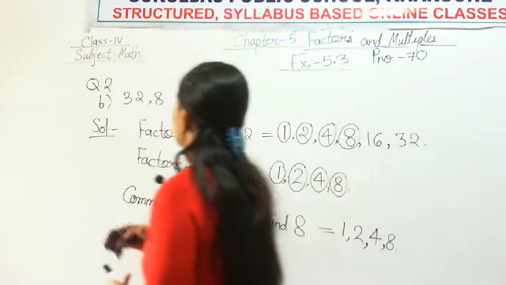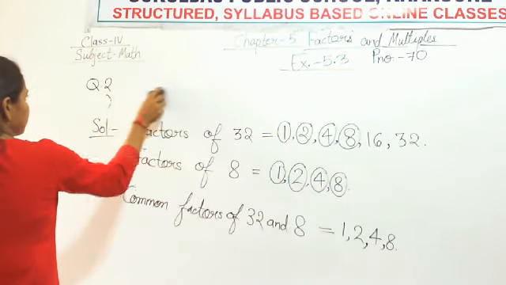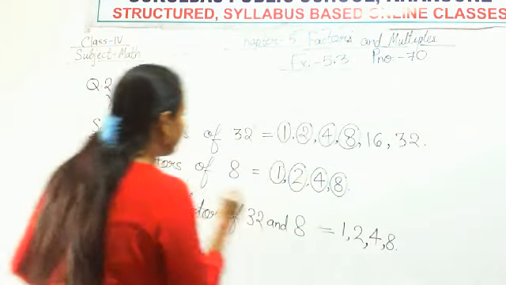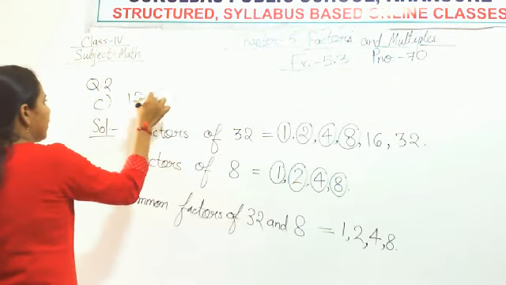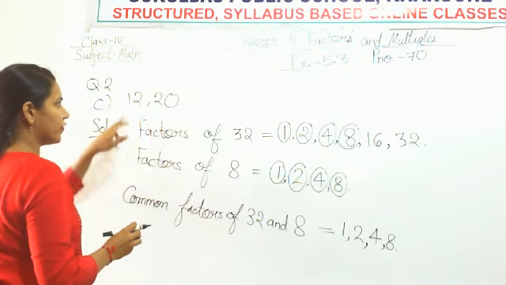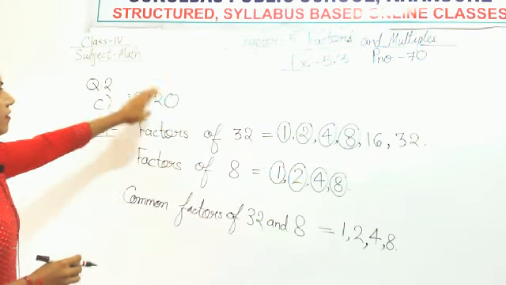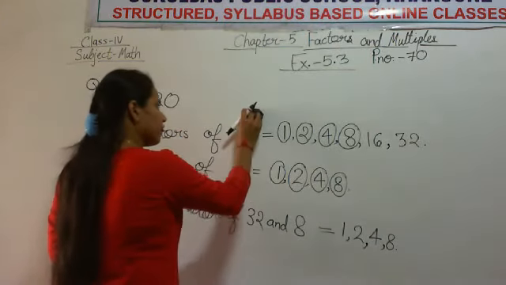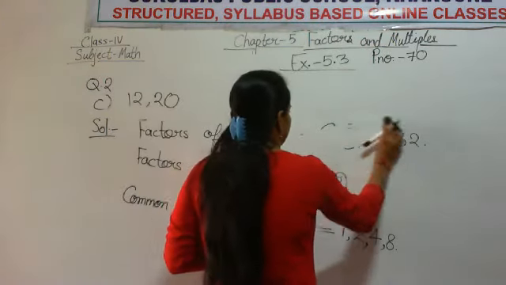Now part C. Two numbers are given, 12 and 20. So what will we do? We will write the factors for number 12. Then we will write the factors for number 20. Then we will find the common ones.